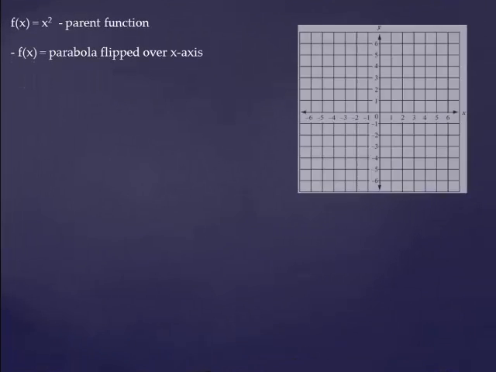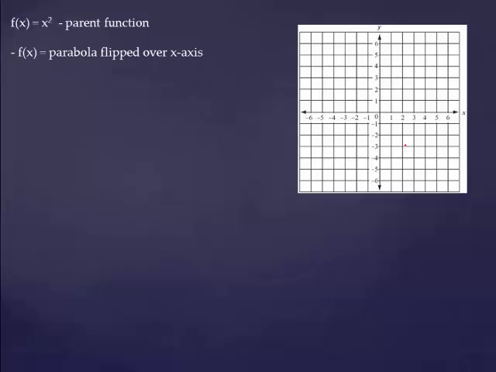Okay. If we flip over the x-axis, first, I'm going to go ahead and graph my parent function. Okay. That's not good. Sorry about that. So instead of x squared, I have negative x squared. I flip over the x-axis. So I get all of the points, all my y values are opposite.